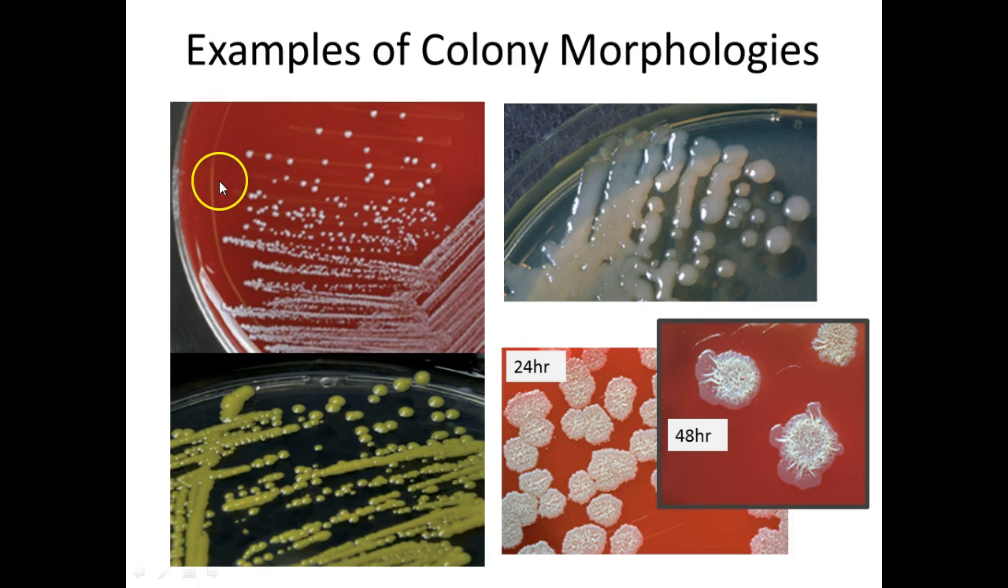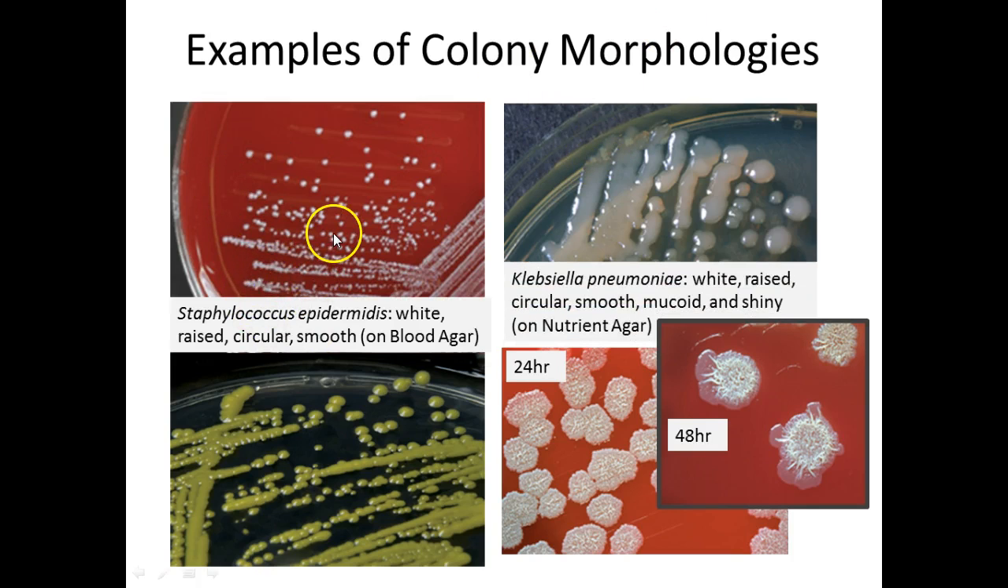So in this case, this is Staph epidermidis, and you can see again white growth. This is on a blood agar plate. If you were to be able to look at it, it'd be raised. Notice they're circular, the colonies, and they're relatively smooth. Klebsiella pneumoniae is kind of a whitish color as well. It's raised. See how it kind of looks like a little hill? It's circular for the most part, right? Mucoid, sometimes it even looks mucousy, right? Really shiny.